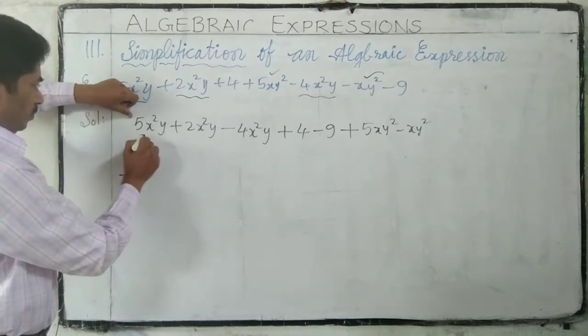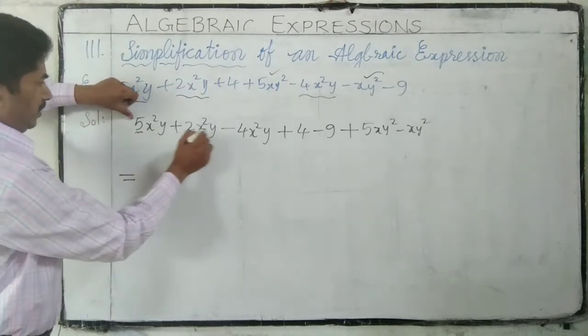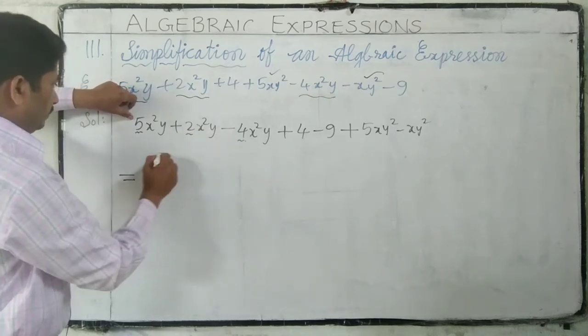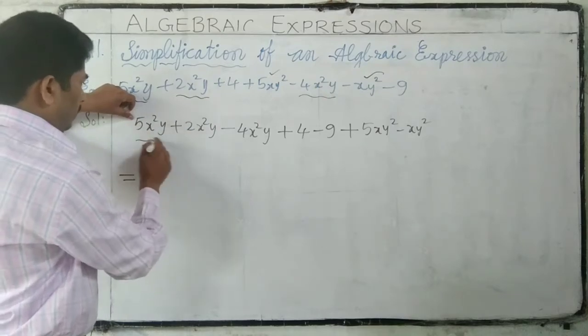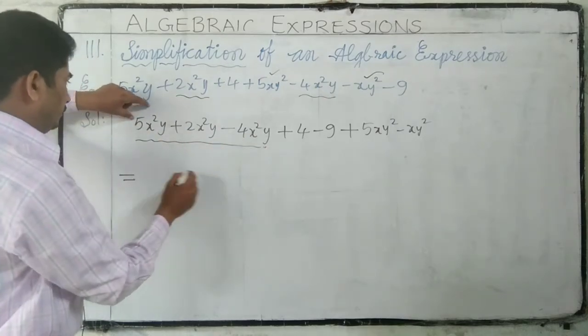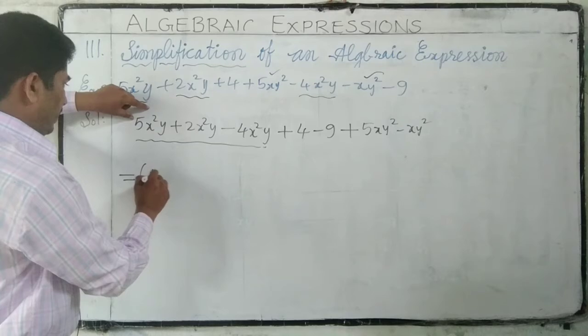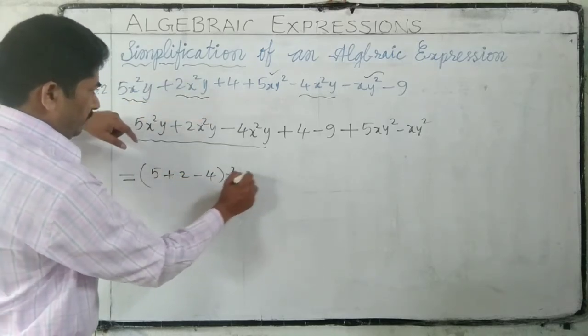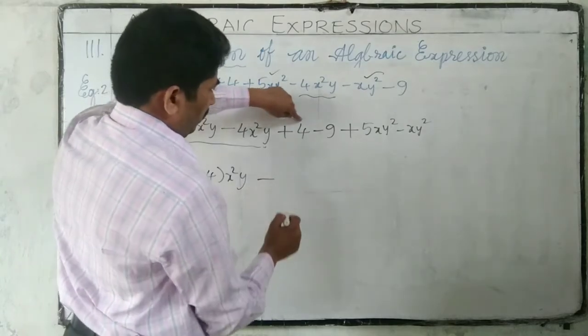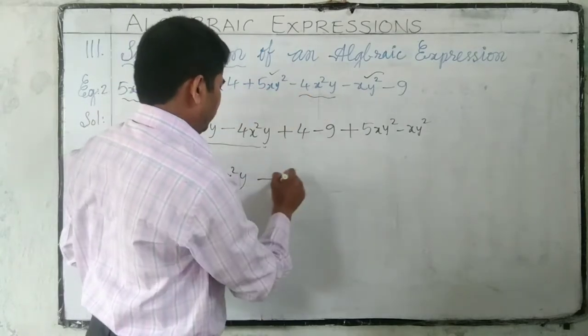We have to add the coefficients in like terms. Here, like terms: 5 plus 2 minus 4 x square y, and 4 minus 9 minus 5.